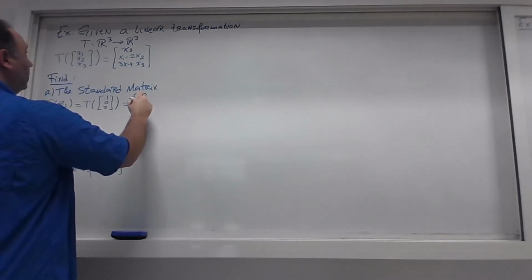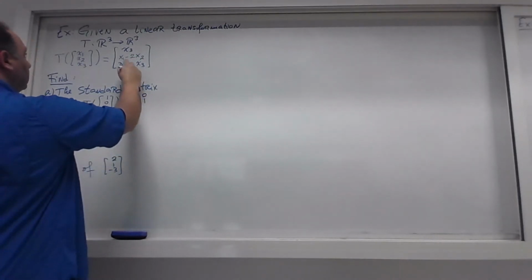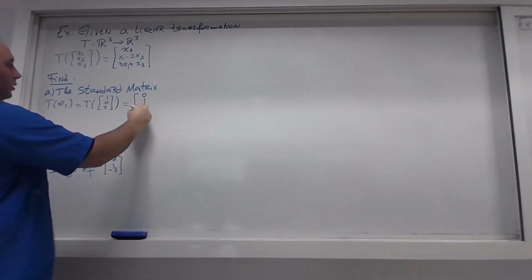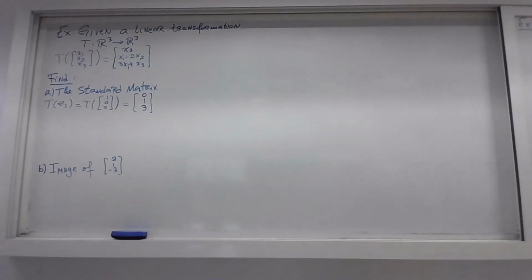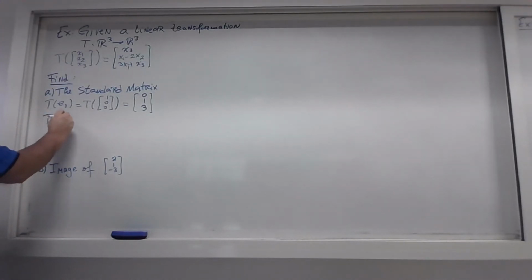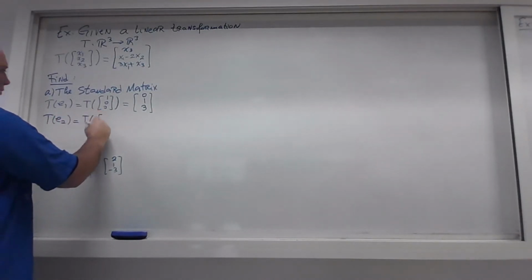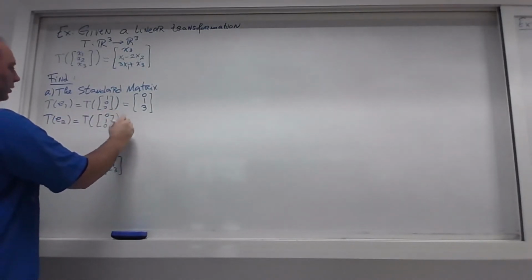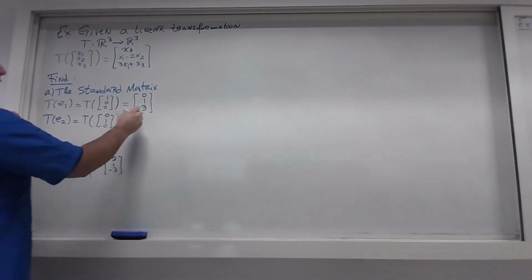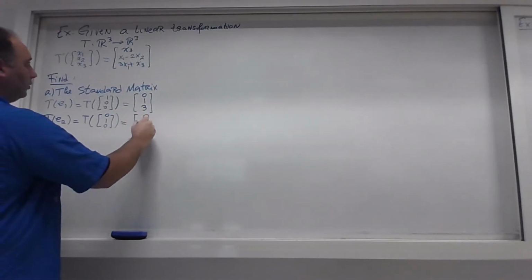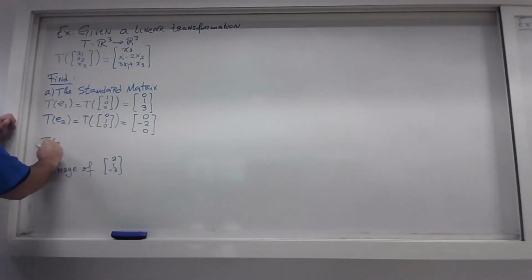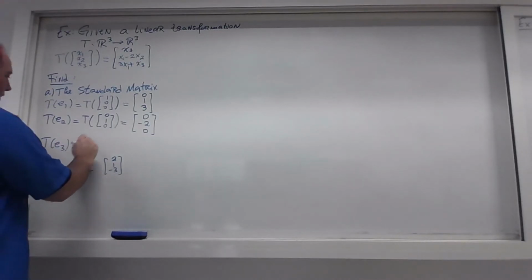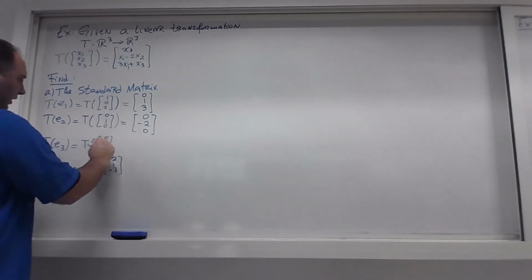0, 1, this is x1, I guess, 3, second basis vector, apply the linear transformation to the second basis vector, -2, 0, and apply the linear transformation to the third basis vector, or the standard basis.